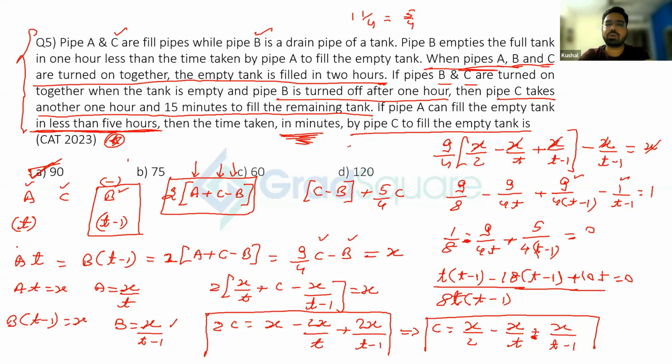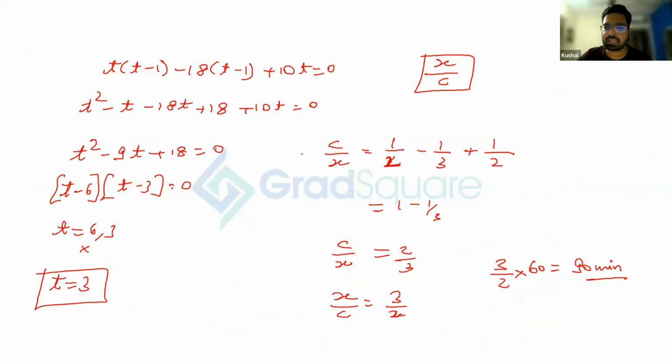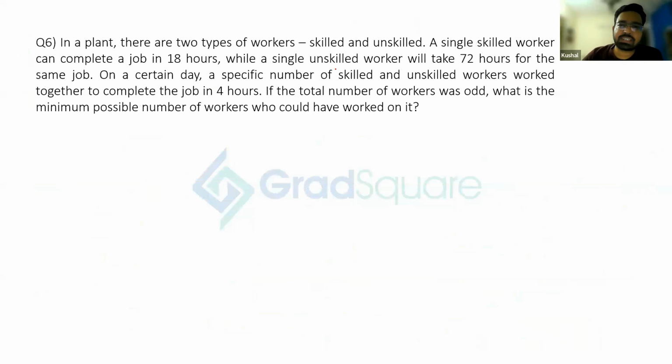The problem is that you are presuming A and B are fill pipes and C is the drain pipe, and that is where the problem probably is. I hope all of us are clear. Let's look at question number 6. Take your time. Those of you who have written the initial few mocks, this is a question lifted from the mock.